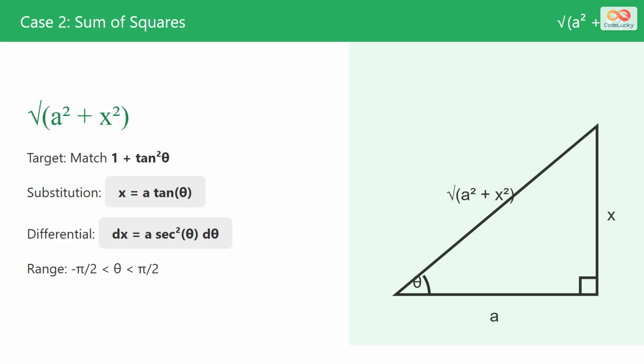The second case is the sum of squares, the square root of a squared plus x squared. Here, we use the tangent substitution. Let x equal a times tangent theta. This utilizes the identity 1 plus tangent squared equals secant squared. On our reference triangle, x is the opposite side and a is the adjacent side.